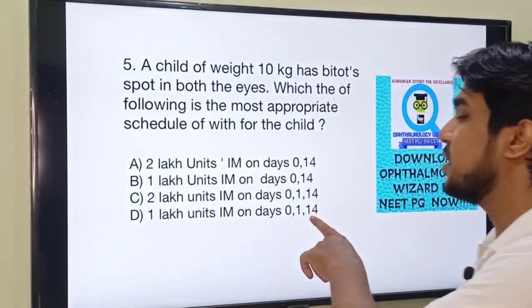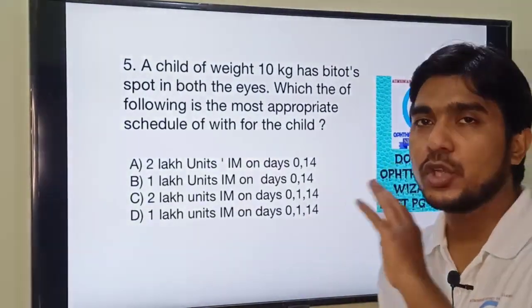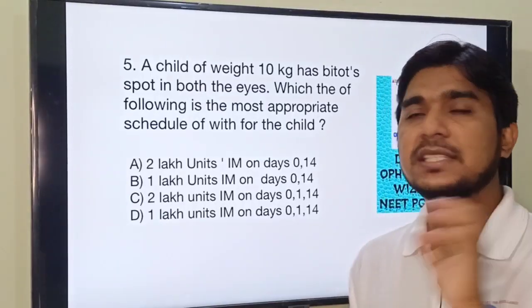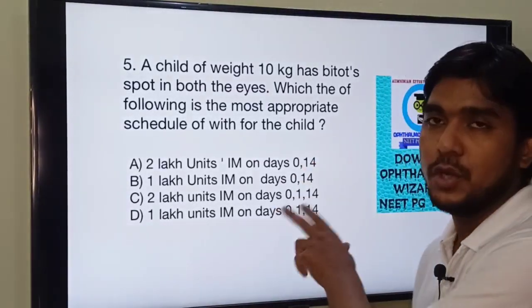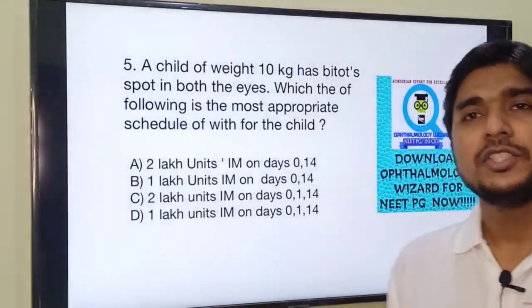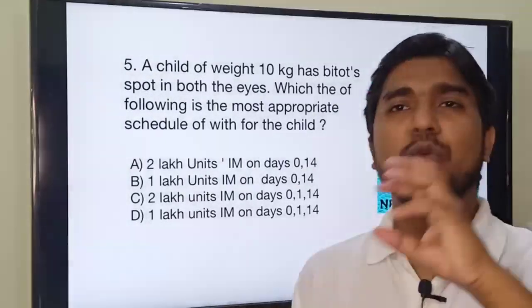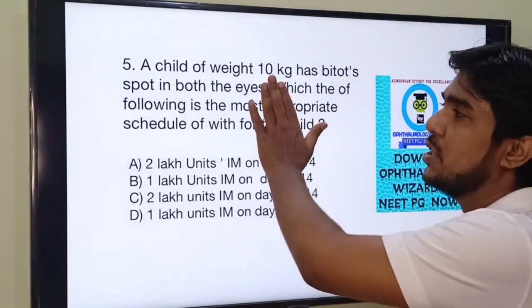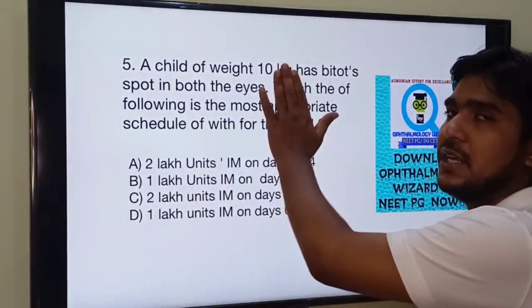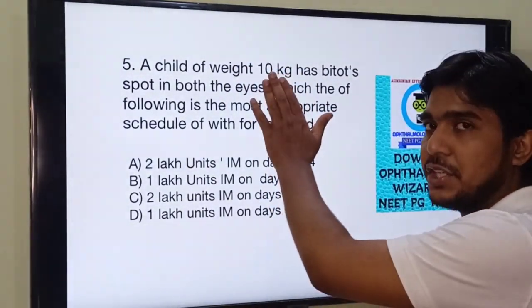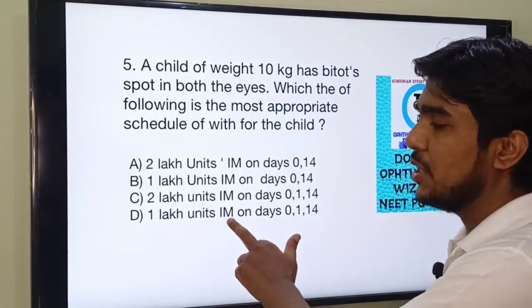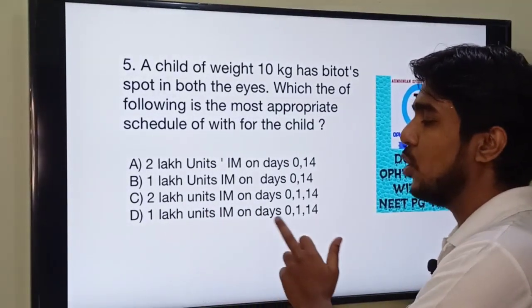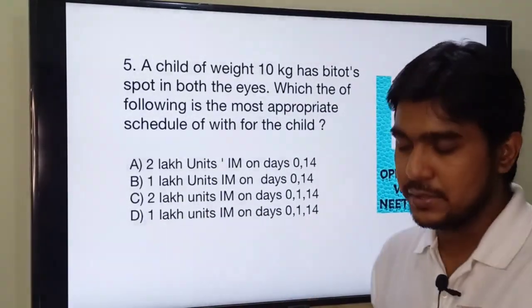But in this question it is written as 14 days. So it is also right, because some books have written this regimen also. So you can give 0, 1 or 14 or 0, 1 or 28 days. But in this situation, the weight is 10 kg. It is more than 8 kg, and it is an intramuscular injection. So 1 lakh international unit on day 0, 1 and 14 is the right answer. Right?